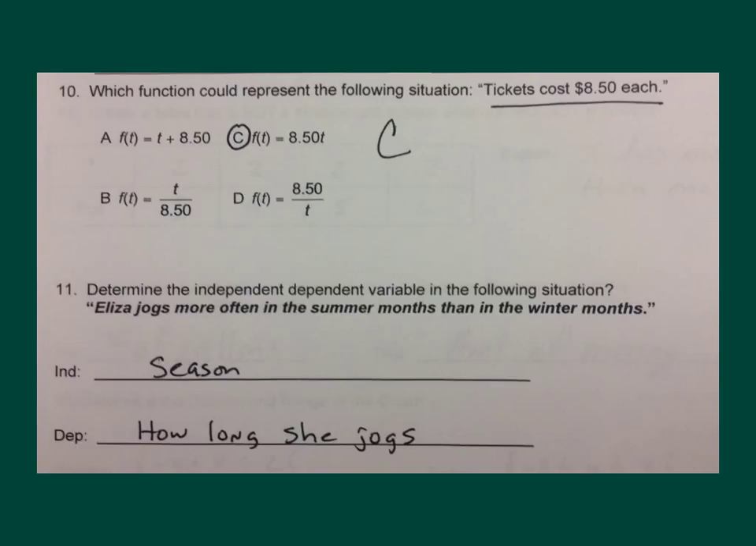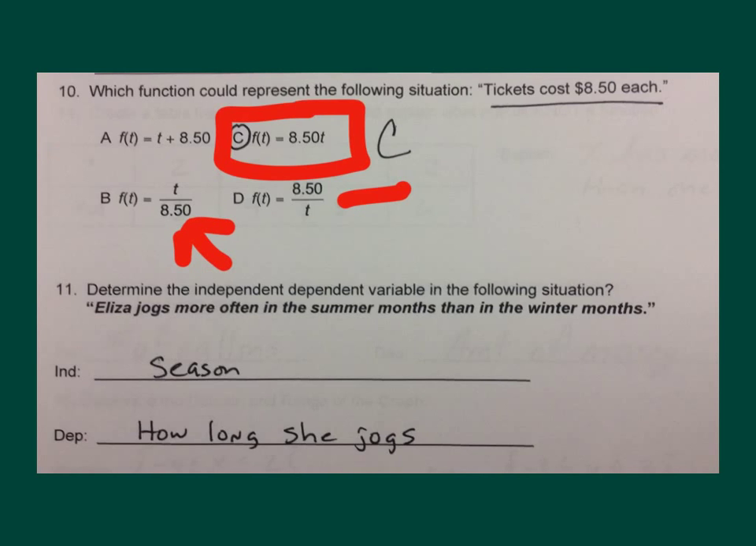On number 10, which function could represent the following situations? Tickets cost $8.50 each. Well, the only one that equates to that is this one. This is $8.50 per ticket. This is $8.50 divided by each ticket. This is each ticket divided by $8.50. And this is each ticket plus $8.50. And again, the answer choice is C.